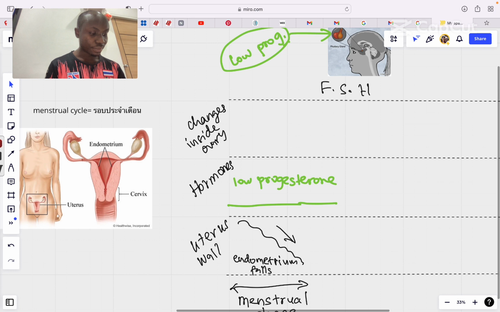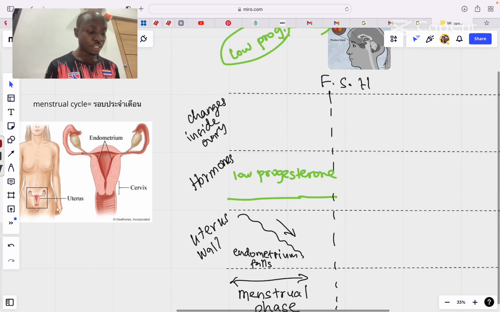Okay? So this is step 1. Let me draw like that. Again, step 1 is the menstrual phase. And what happened? The endometrium falls. Why? Because there are low progesterone levels, and these low progesterone levels in the blood also send a message to the brain. It sends a signal to the brain to make what? FSH, follicle stimulating hormone.